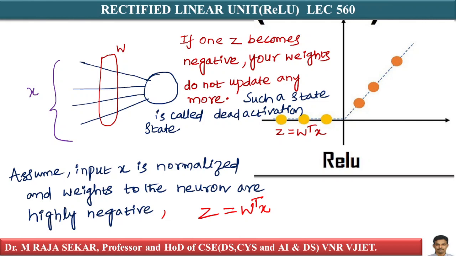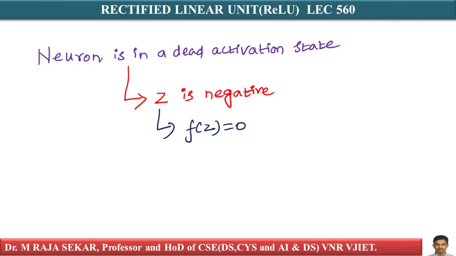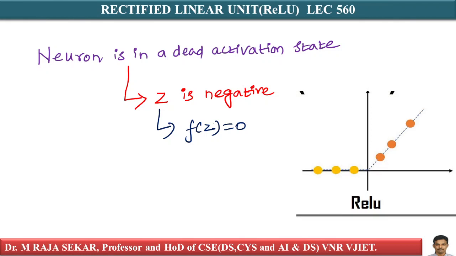If Z becomes negative, your weights do not update anymore. Such a state is called a dead activation state. When a neuron is in a dead activation state, it means Z is negative and f of z equals 0, so the derivative of f of z is also 0, isn't it?